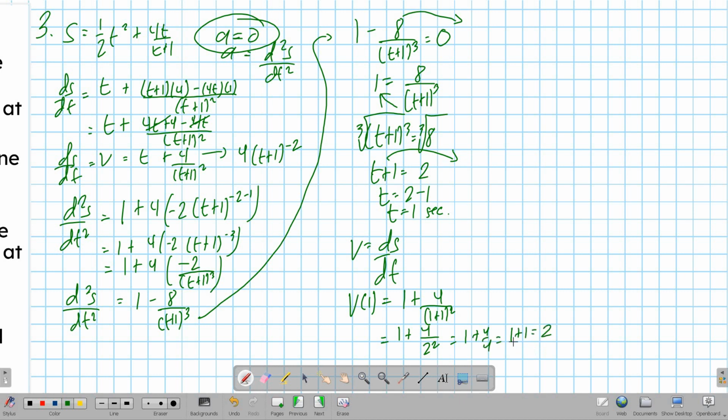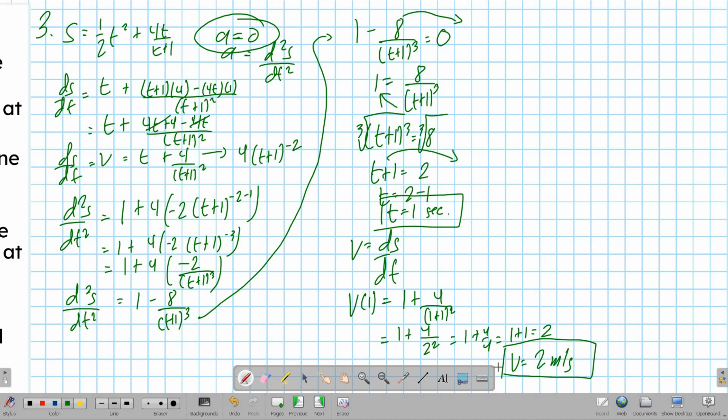So, at 1 second, where the acceleration is 0, the velocity at 1 second would be 2 meters per second. So, at 1 second, where a is 0, the velocity at 1 second is 2 meters per second.